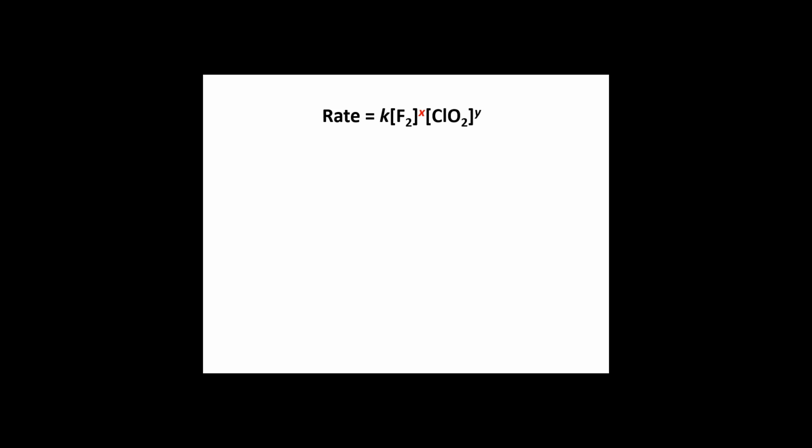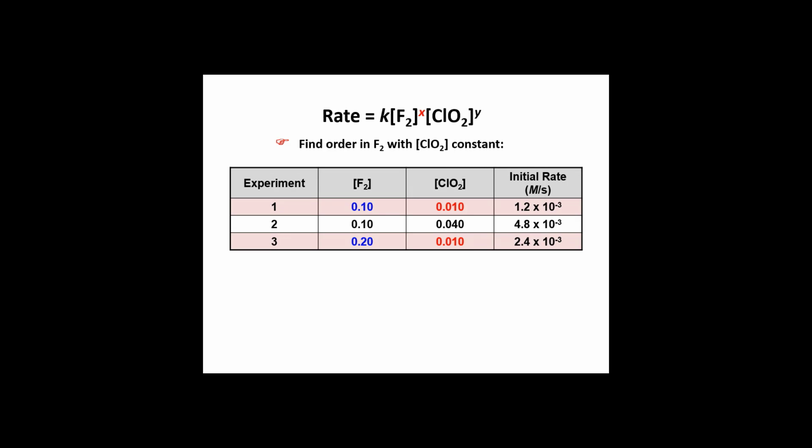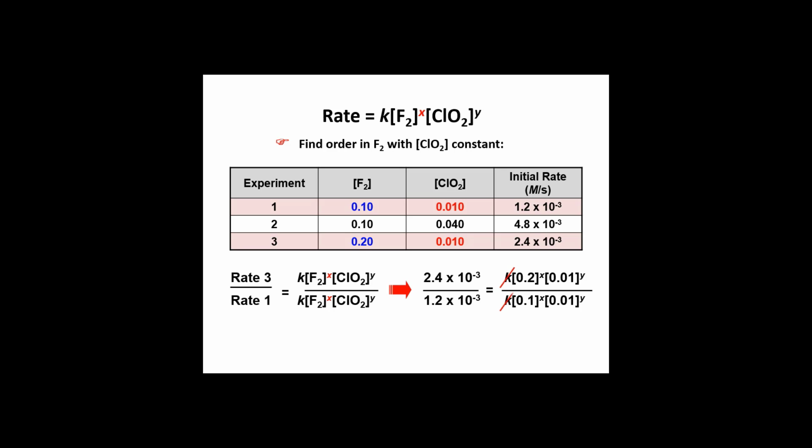To find the order in fluorine, we use the experimental data with concentration of chlorine dioxide constant. We can see the data from experiment 1 and experiment 3, which is concentration of fluorine double and concentration of chlorine dioxide constant. To solve the value of x, rate 3 divided by rate 1. Insert the values of concentration for each reactant and rate from the experimental data given. From the calculation x equals 1, which means first order with respect to fluorine.